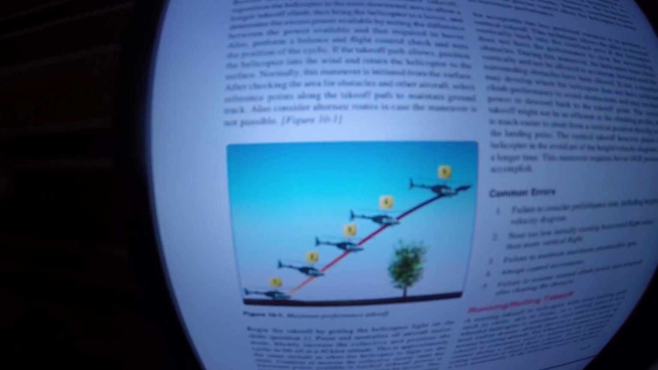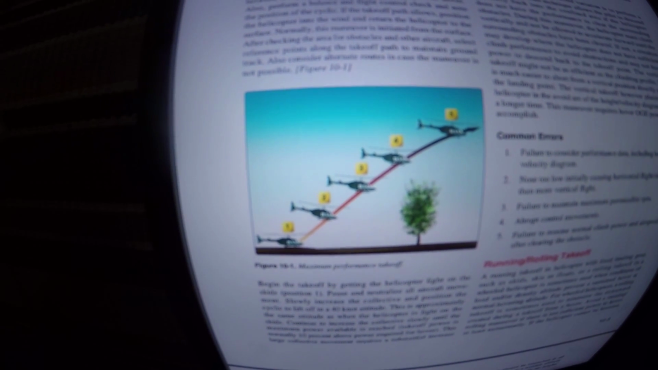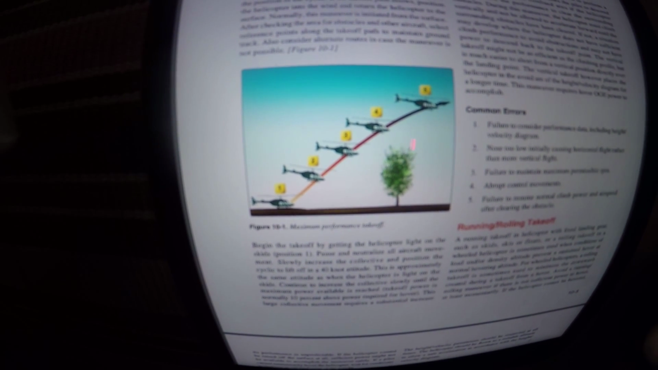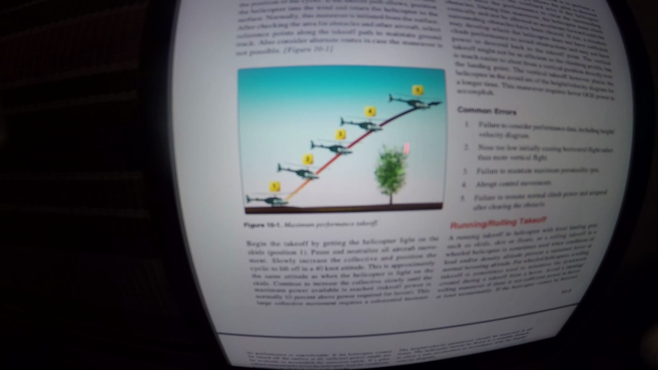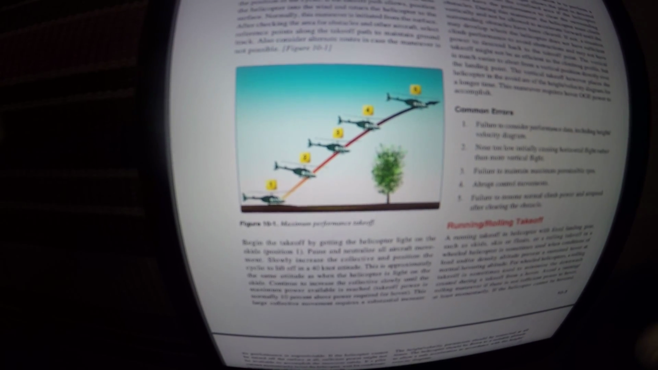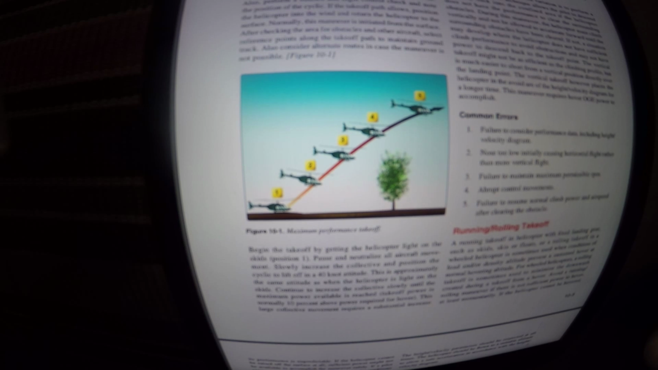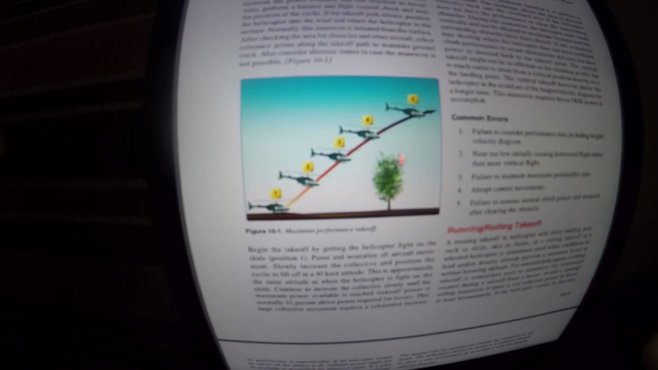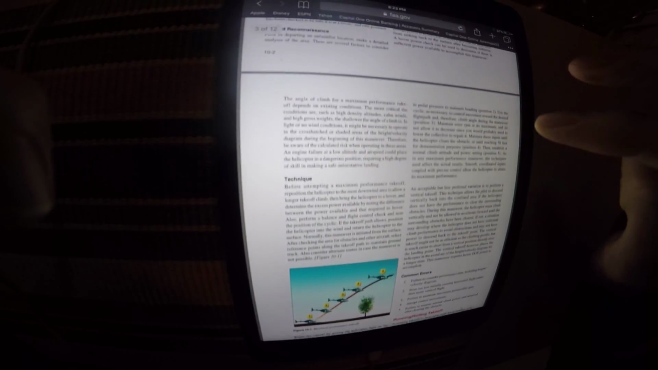All right. Begin the takeoff by getting the helicopter light on the skids. Pause and neutralize all aircraft movement. Slowly increase the collective and position the cyclic to lift off in a 40-knot attitude. This is approximately the same attitude as when the helicopter is light on the skids. Continue to increase the collective slowly until the maximum power available is reached. Takeoff power is normally 10% above power required for hover. This large collective movement requires a substantial increase in pedal pressure to maintain heading.